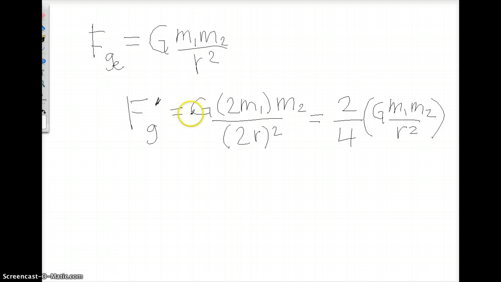This factor can go out in front, this factor gets squared, and I just put it out in front. So you have this original force that we had on Earth, except it's changed by a factor of 2/4 or 1/2. So the force of gravity on this new planet is actually just 1/2 that of Earth.